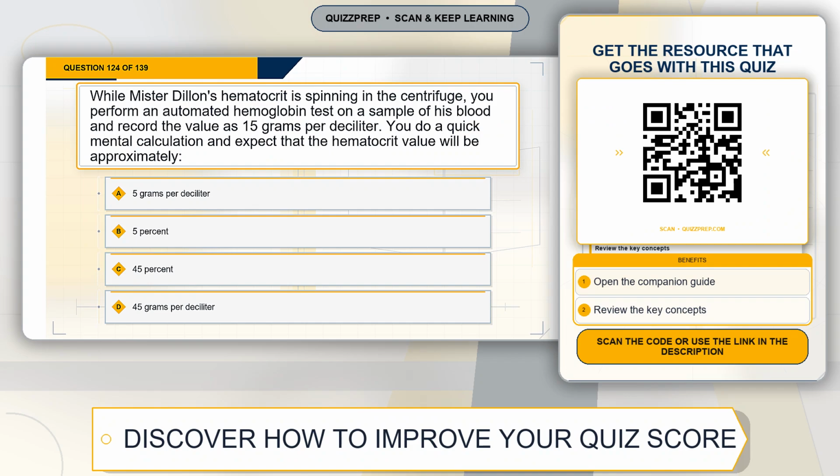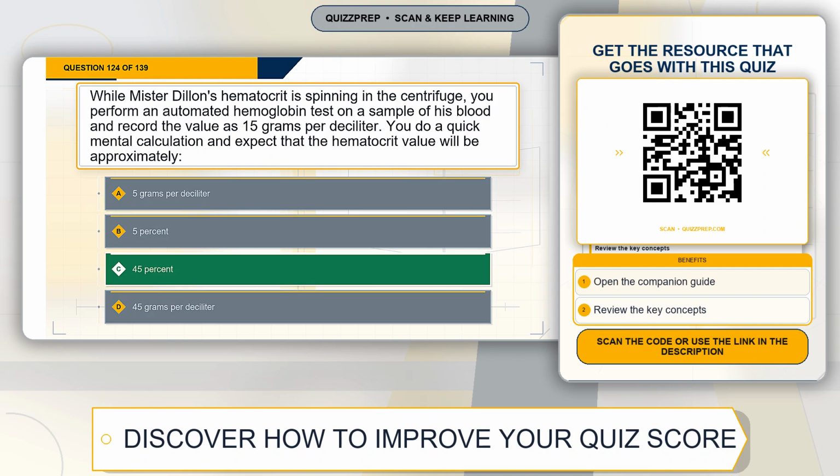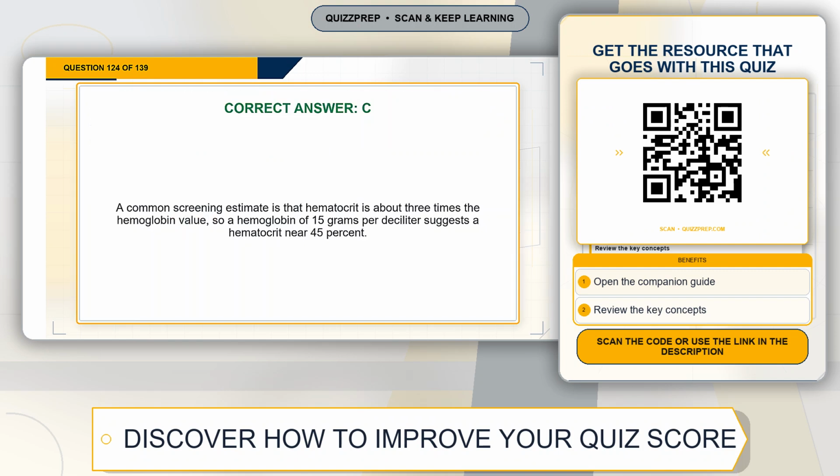Question 124. While Mr. Dillon's hematocrit is spinning in the centrifuge, you perform an automated hemoglobin test on a sample of his blood and record the value as 15 grams per deciliter. You do a quick mental calculation and expect that the hematocrit value will be approximately Option A, 5 grams per deciliter. Option B, 5%. Option C, 45%. Option D, 45 grams per deciliter. The correct answer is option C, 45%. Explanation. A common screening estimate is that hematocrit is about 3 times the hemoglobin value, so a hemoglobin of 15 grams per deciliter suggests a hematocrit near 45%.